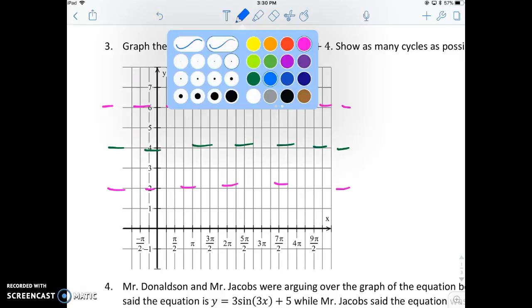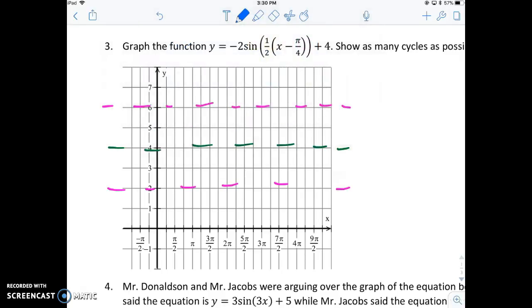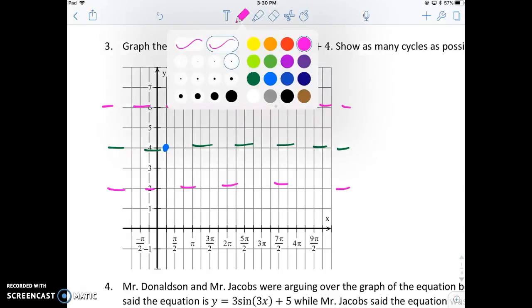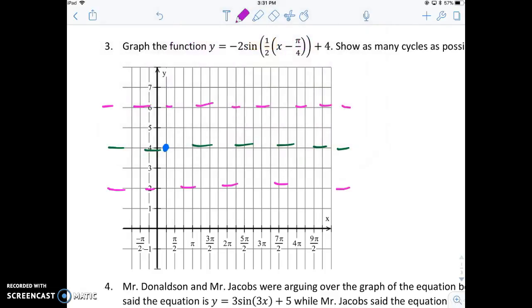Next, I can plot my starting point with my phase shift. This is a negative sine graph, so it's going to start in the middle and go down first. We said our phase shift was pi over 4, so that's going to be at the midline, at x equals pi over 4. Right there, the blue point. Then from there I can go over by my period, which is 4 pi, we said. So this dark purple point will be that.